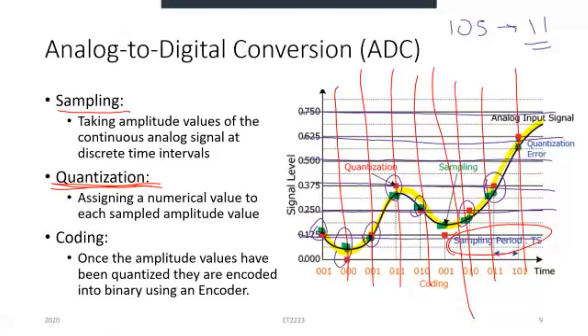The third stage is what is called coding, and that is essentially giving it a binary value. Once we get it converted through quantization, then converting that into binary is what is called coding.